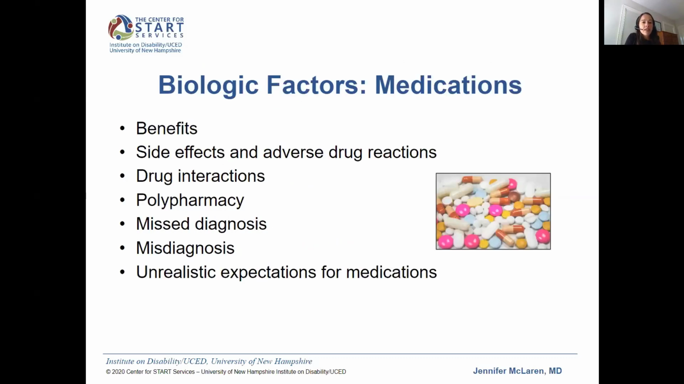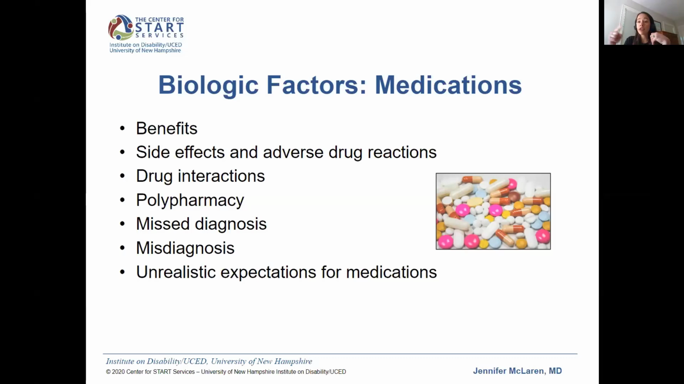Where I want to spend some time is on the last category in biological factors, which is medications. We know that many individuals in START are going to be on fairly complex medication regimens, and it's important to think about whether these regimens are beneficial. And some may be, right? Some individuals may be treated with a medication like an SSRI that may be treating their underlying depression. But some individuals may be treated with medications that may be causing side effects, adverse drug reactions.